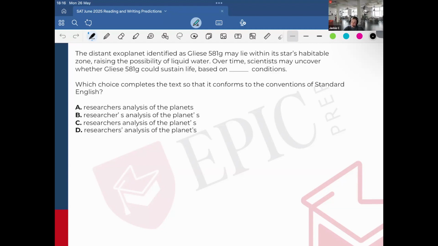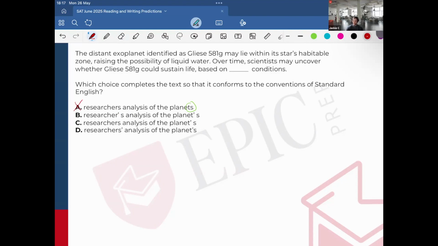Then I can see clearly looking at the answer choices. Most of them contain apostrophes, so I'm definitely dealing with apostrophe testing. So the first one, based on researchers' analysis of the planet's conditions. Okay, well, first of all, I definitely need an apostrophe S here because it's talking about the conditions of the planet.